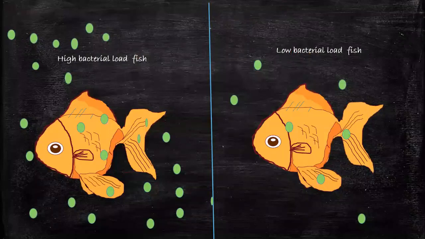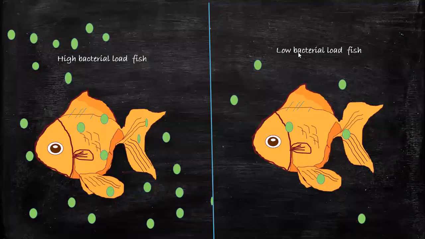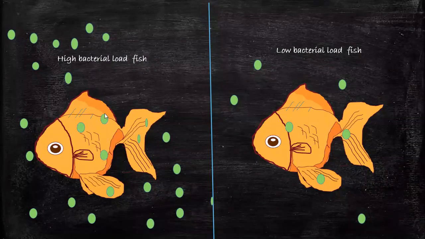Now you see, this is the high bacterial load fish, and this is the low bacterial load fish. You may ask why I am showing these fishes. High bacterial load fish contain high bacteria, low bacterial load fish contain low bacteria. So we should select such fish that contain a low amount of bacteria. Why select that fish only? The answer is quite simple: the low bacterial load fish contain low bacteria, so the input of energy or amount of heat required for destruction of that bacteria will be less. That is why we are selecting low bacterial load fish.